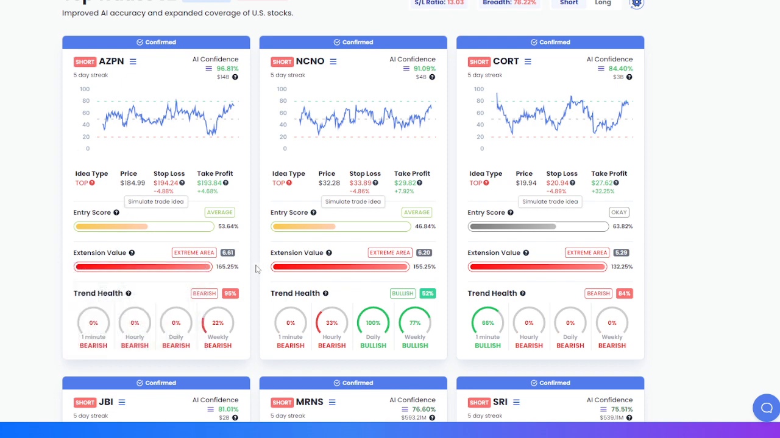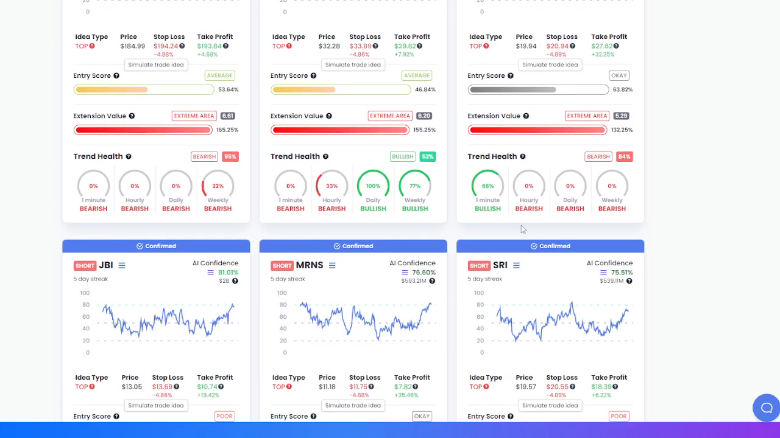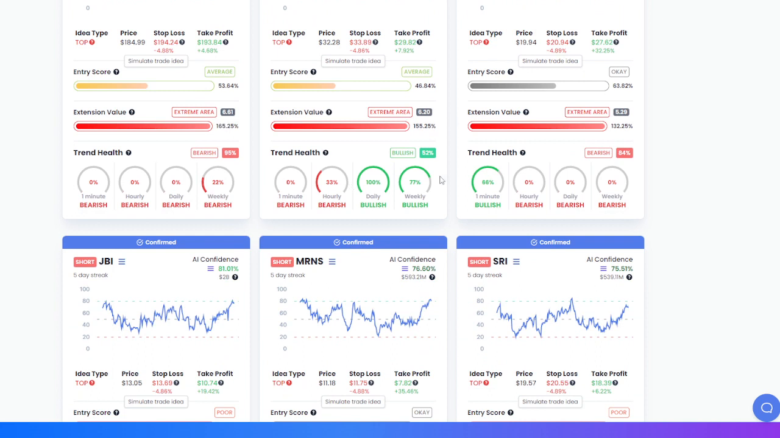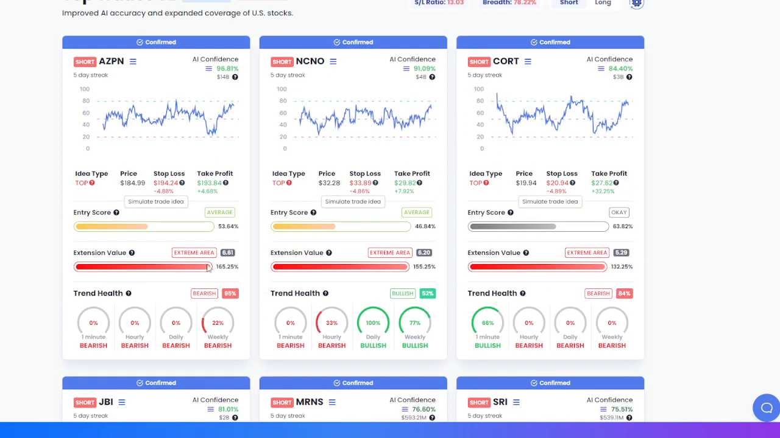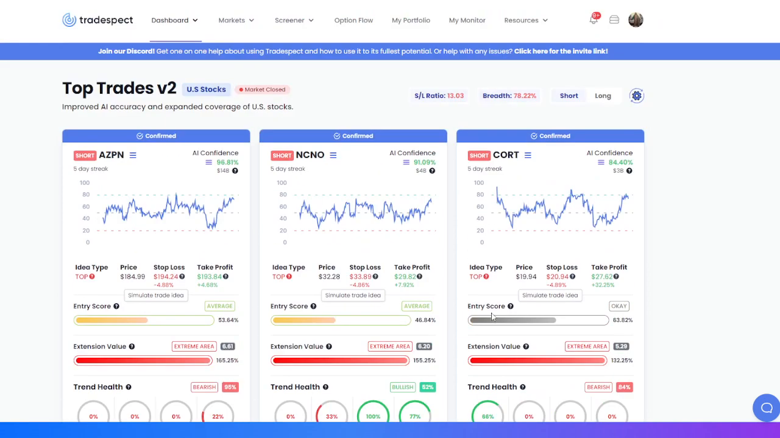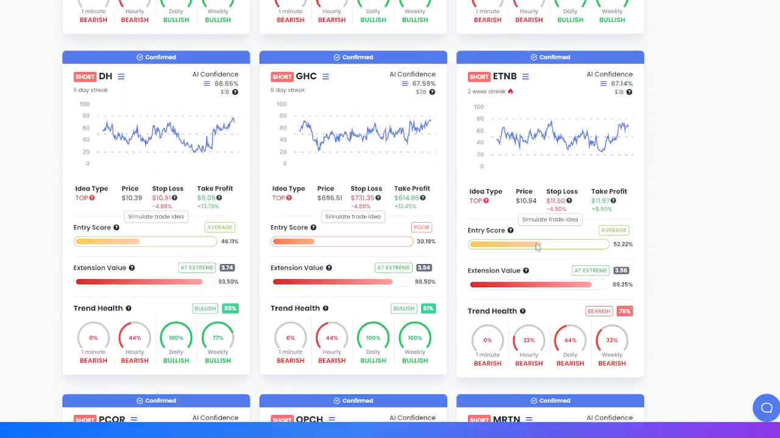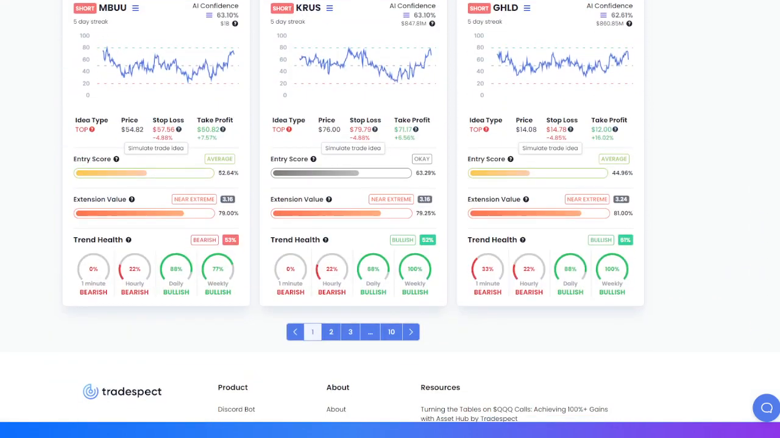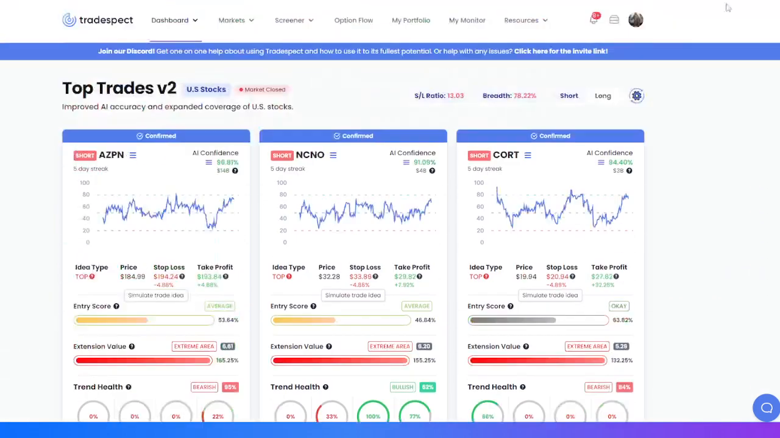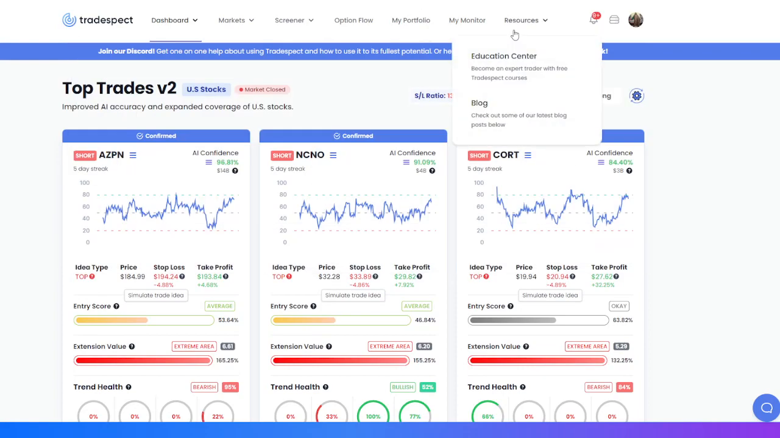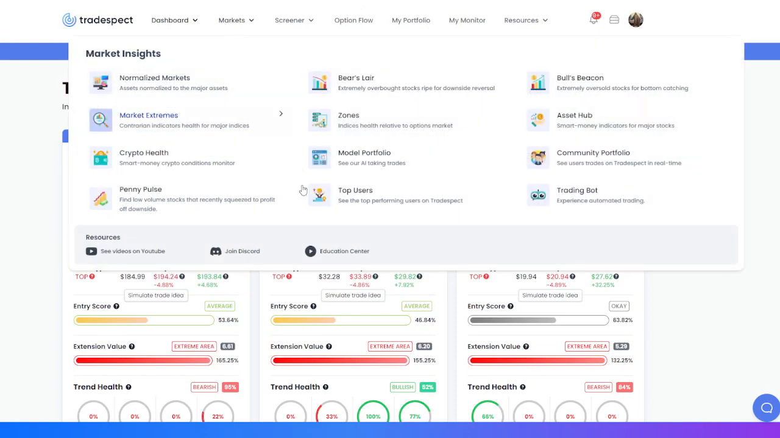And then the extension value, when it's at 7.5, that's a statistical top for a stock. That's a measure of how extreme the movement is compared to the last 14 days of price action. So it's one of the most reliable indicators, and that's why it's on V2 too. But that's pretty much it.